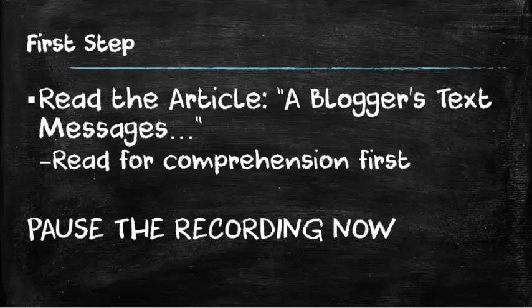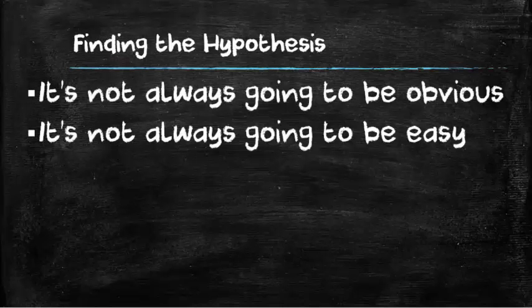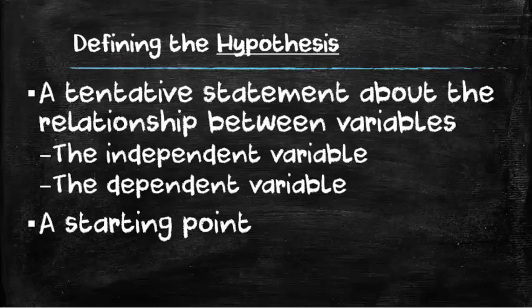So do that now. All right, so what we're going to concentrate on now is finding the hypothesis, and that's not always going to be an obvious thing to pick out from what you're reading, and it's not always going to be an easy thing to find. But I'm going to give you a little tool that will help you to be able to isolate what the hypothesis might be. Now, before we do that, we have to make sure we understand what a hypothesis is.